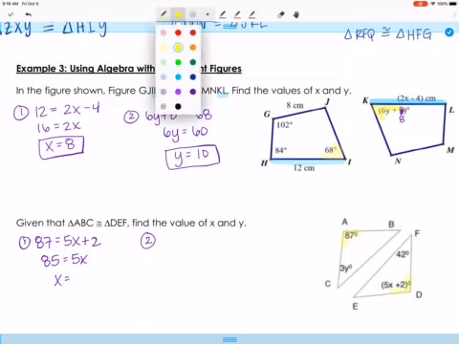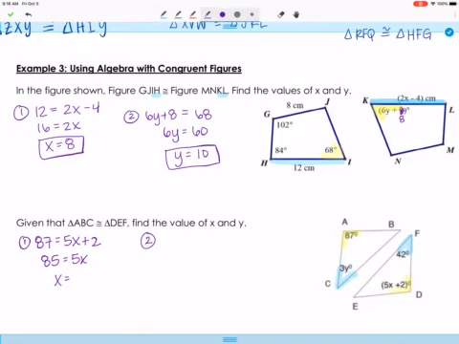For the second one, same thing. Angle EFD should be congruent to angle ACB. So if 42 and 3y should be congruent, go ahead and divide out the 3, and y'all can work out what y is equal to. Okay?